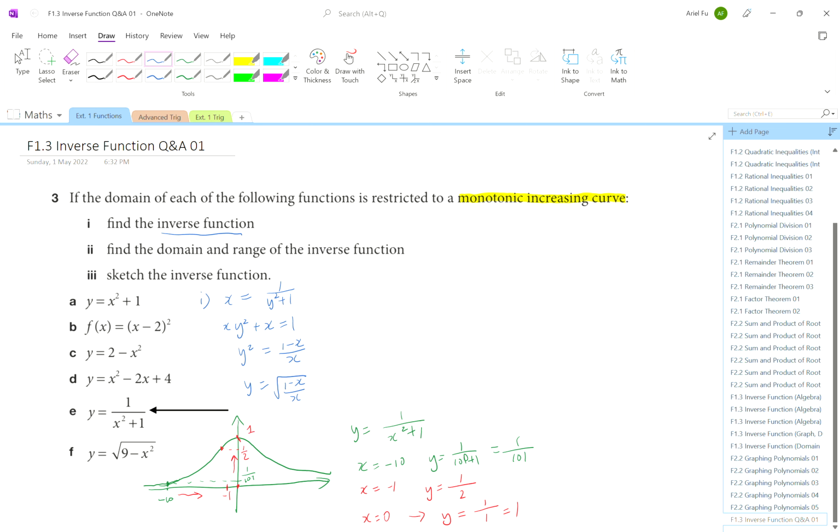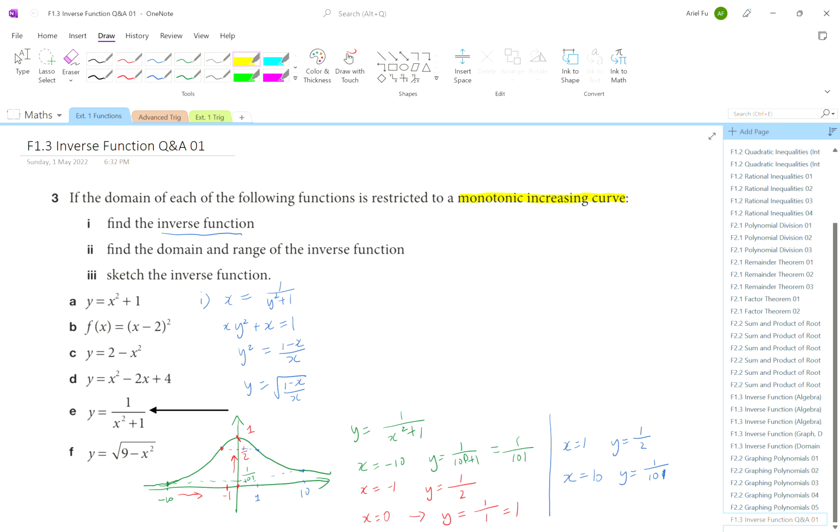Once we get to there, on the right-hand side of the y-axis, when x equals 1, the y value is 1 over 1 squared plus 1, which is a half. And then as x becomes progressively bigger, let's say 10, y becomes progressively smaller. So you can see over here, when x becomes 10, the y value becomes progressively smaller.